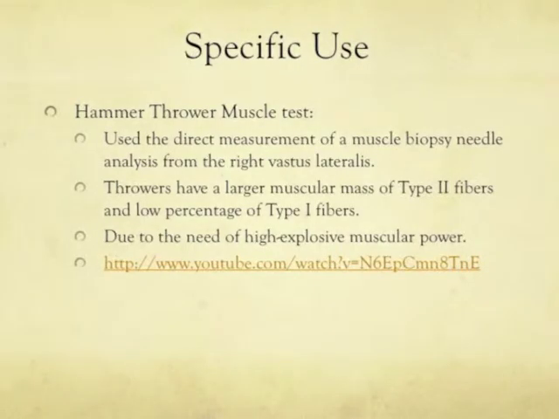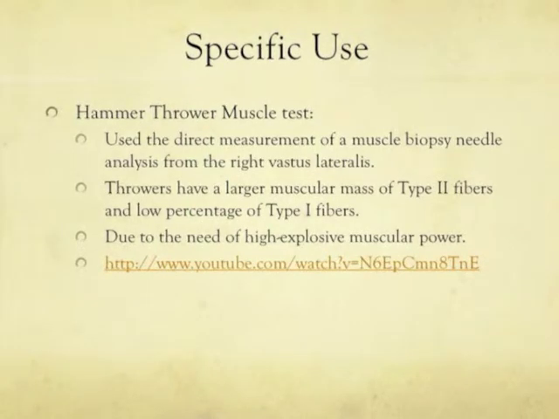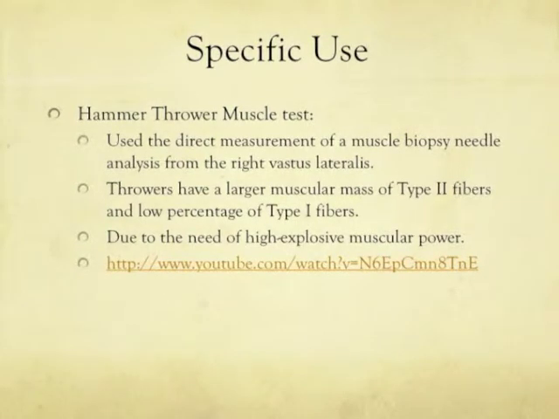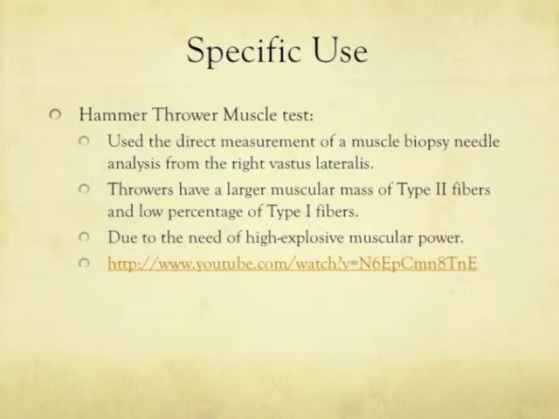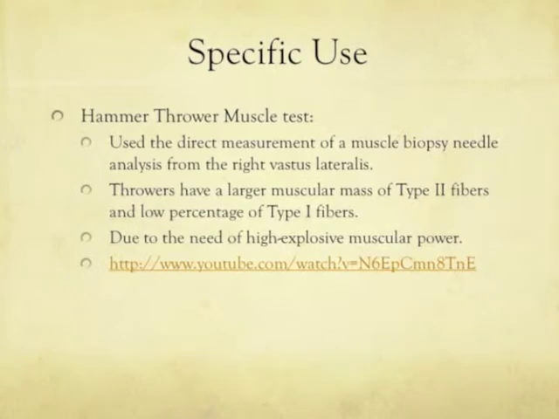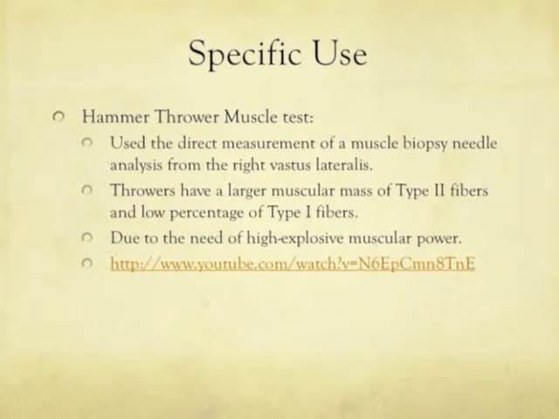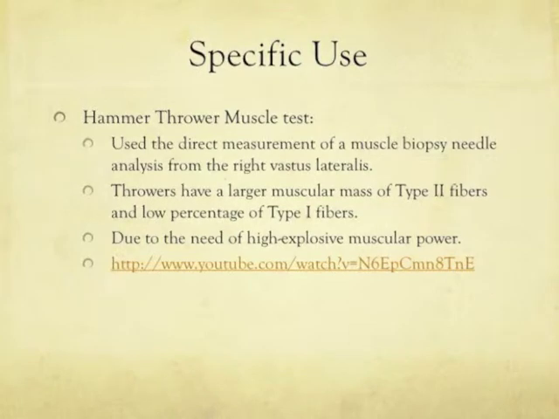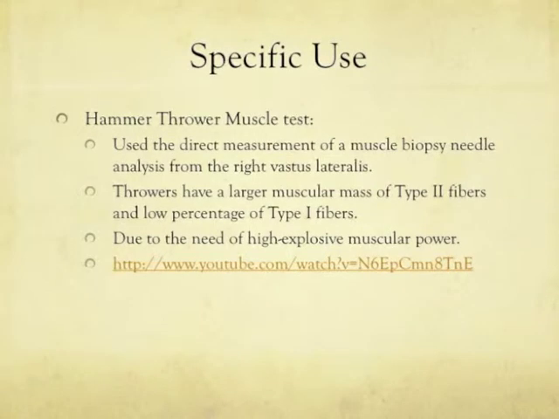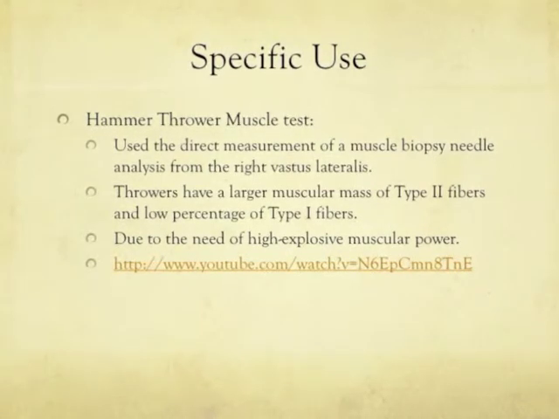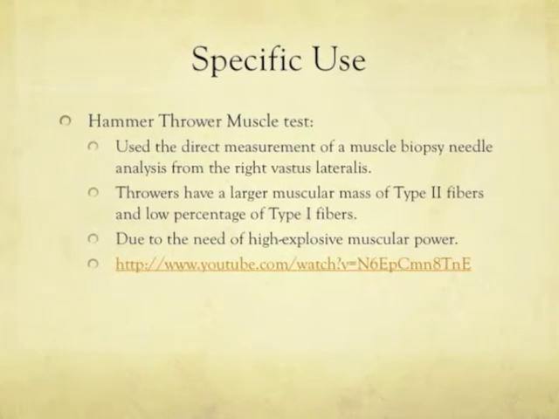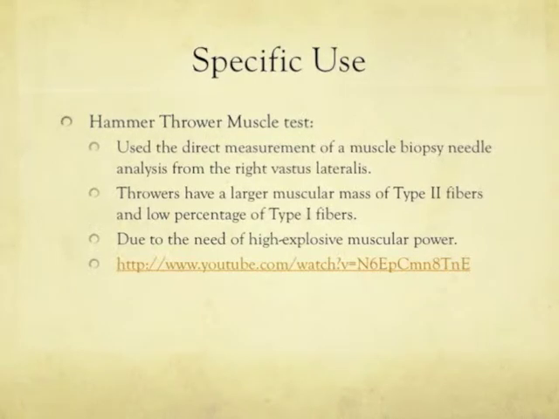There is actual research on some muscle fiber composition assessments. This is a needle biopsy test used on hammer throwers. Down below, there's a YouTube video showing who hammer throwers actually are. But for this research, they did use the direct measurement, the muscle biopsy needle test, to analyze the right vastus lateralis muscle. It showed that throwers have a larger muscle mass of type 2 fibers and a low percentage of type 1 fibers. And this is mainly due to the high explosive and muscular power that is needed for these hammer throwers in their workouts and performing.